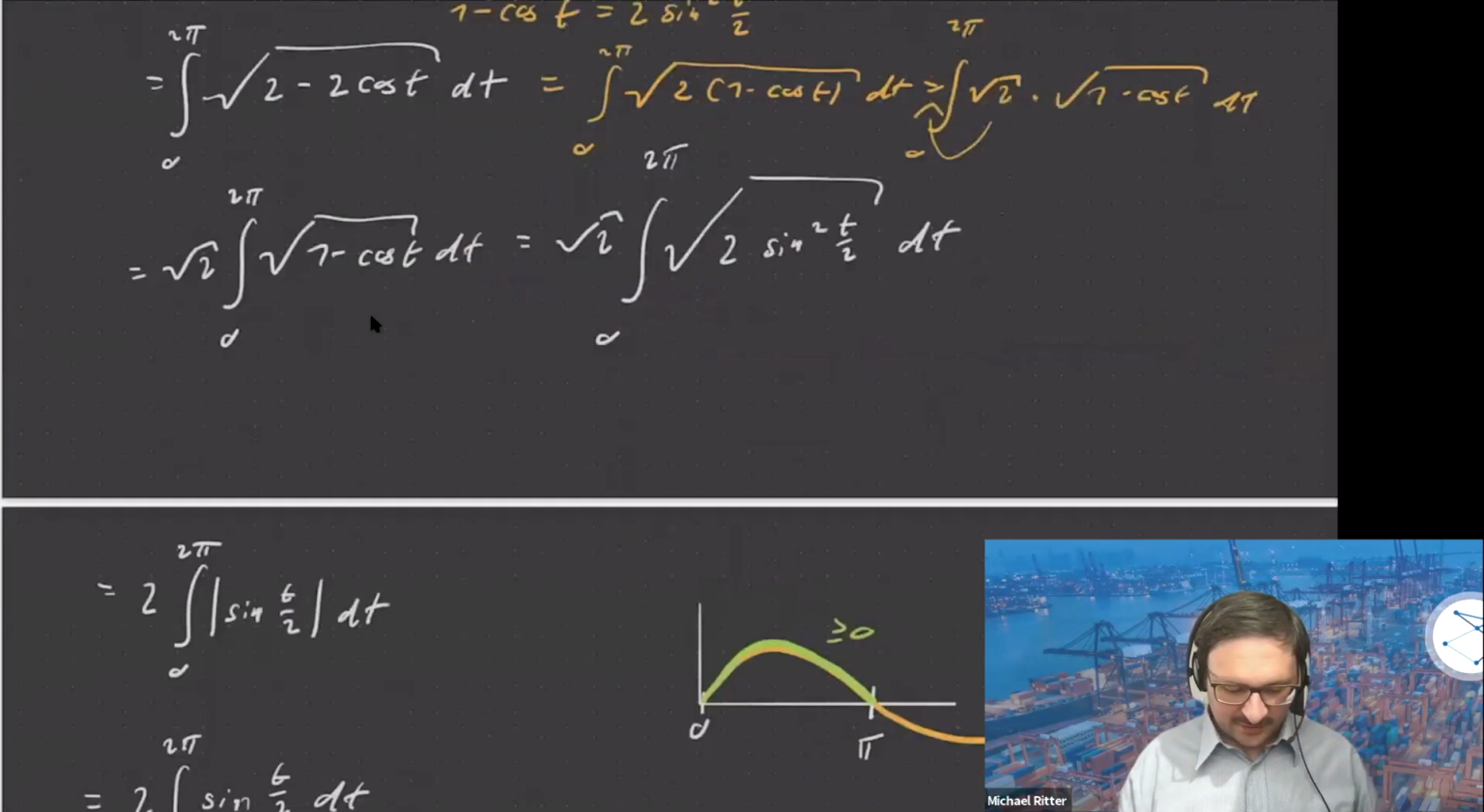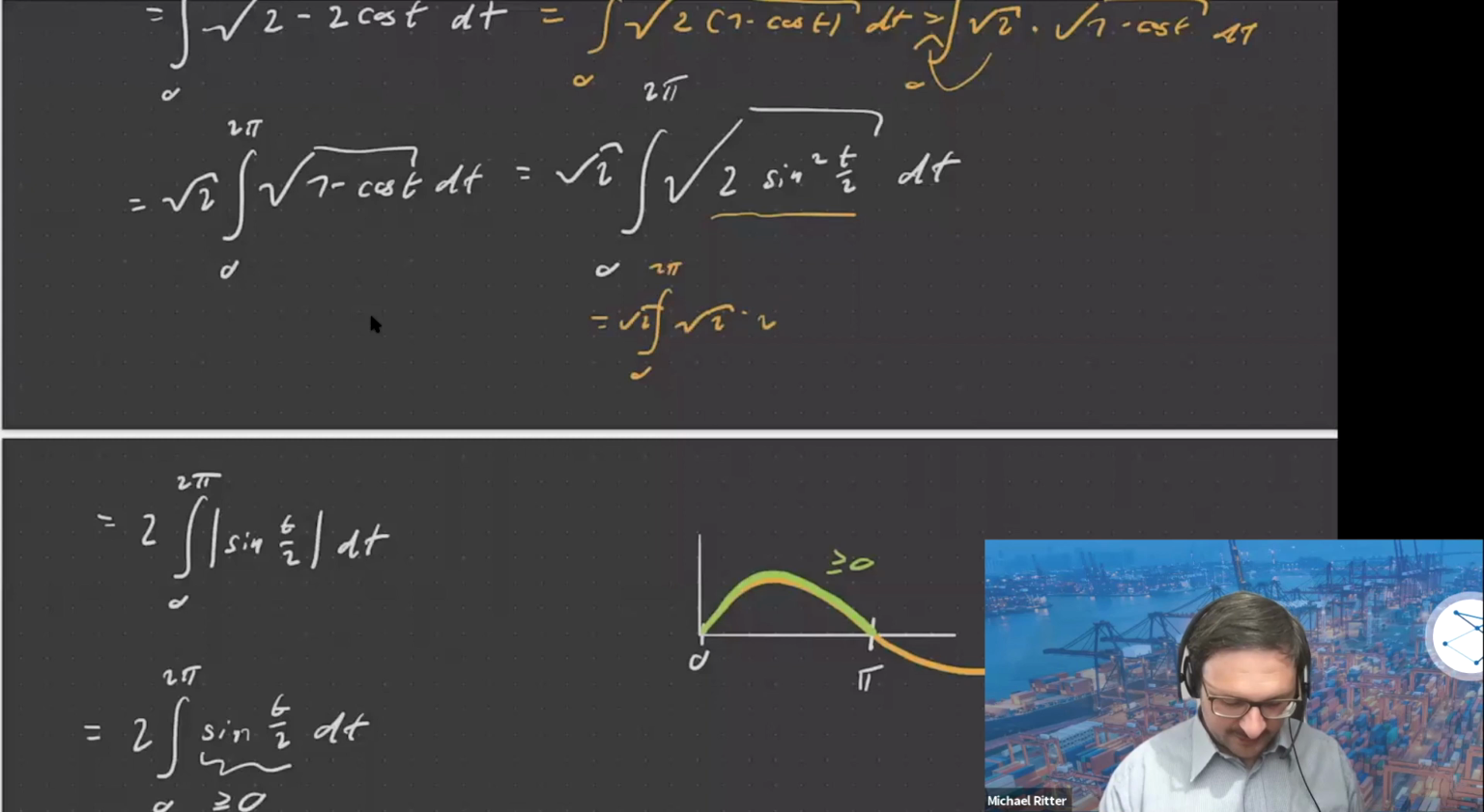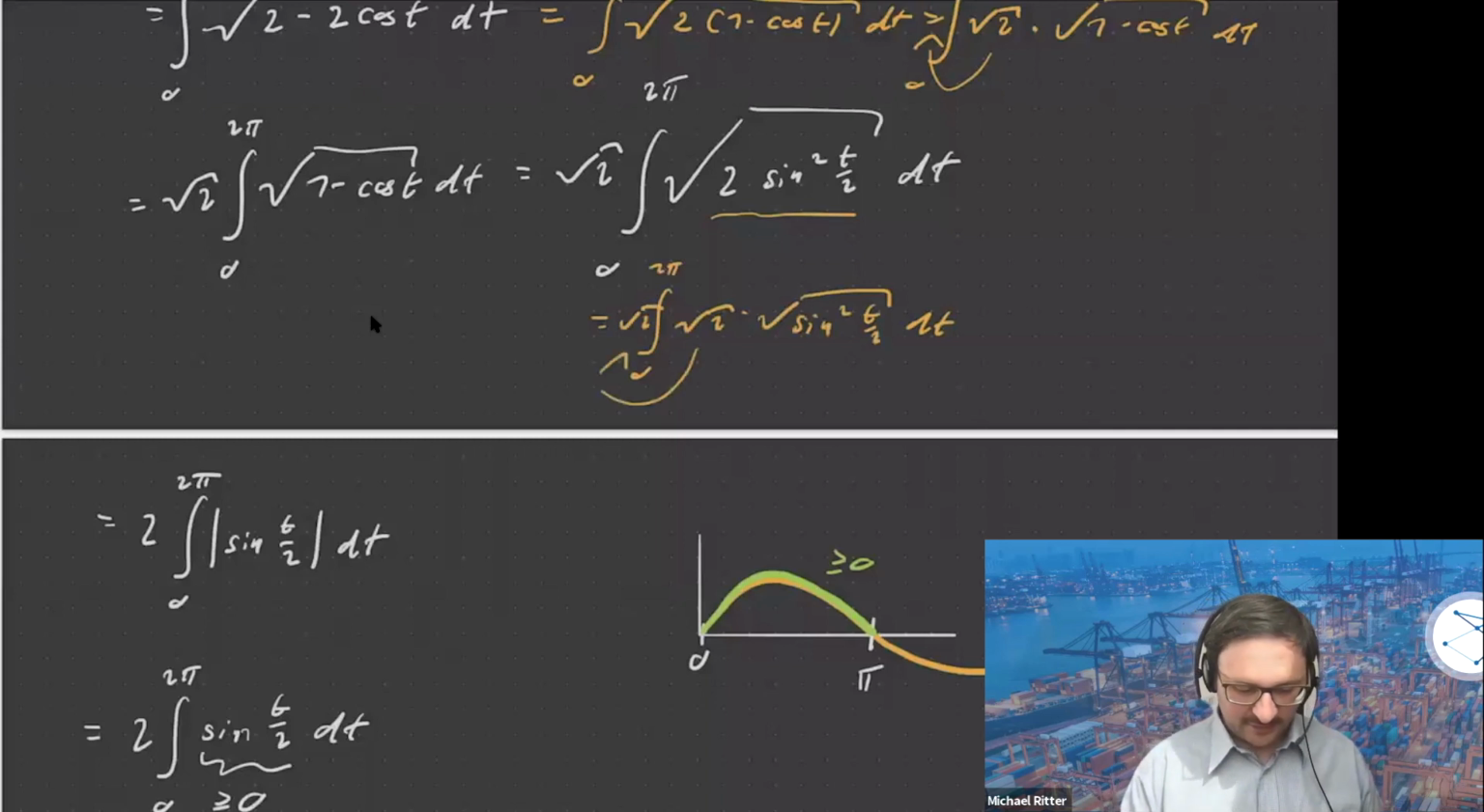And well, the second time that happened was here. And again, that's the same thing as the integral from 0 to 2 pi, square root of 2 times square root of sine squared t over 2 dt. And then I just took this out. And square root of 2 times square root of 2 is equal to 2. I hope that answers this question as well.